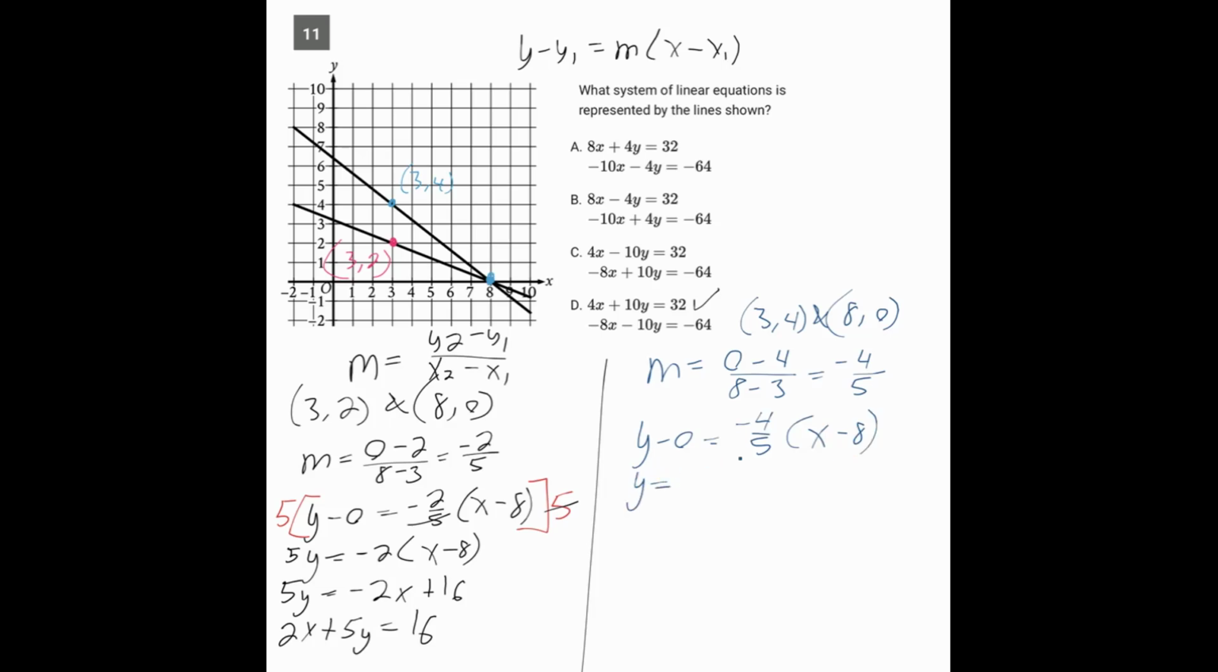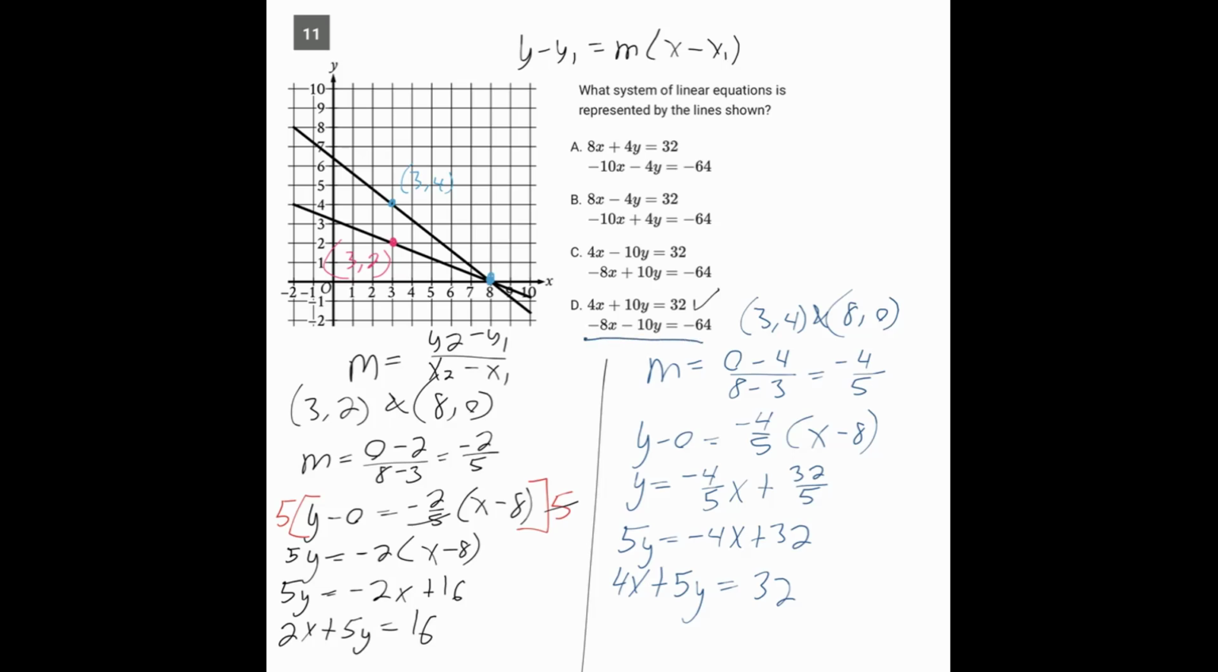Now we can distribute the 4/5. So y equals negative 4/5 x plus 32 over 5. Multiply both sides by 5. 5y is negative 4x plus 32. And add 4x to both sides. 4x plus 5y equals 32. So we have 4x plus 5y equals 32. And that's equivalent to this one right here.